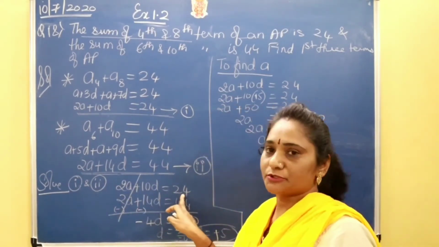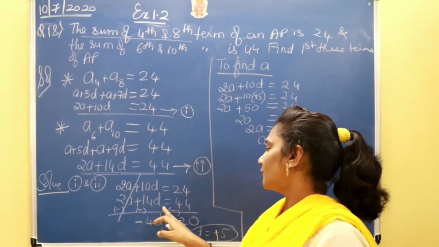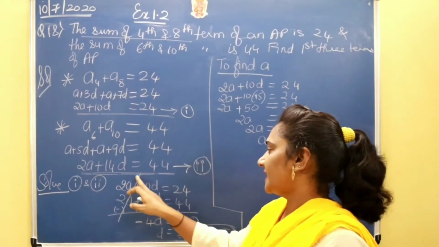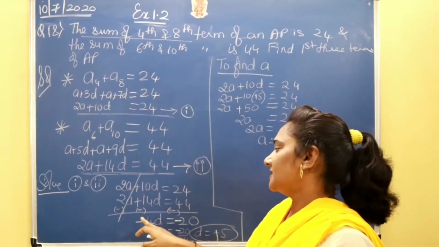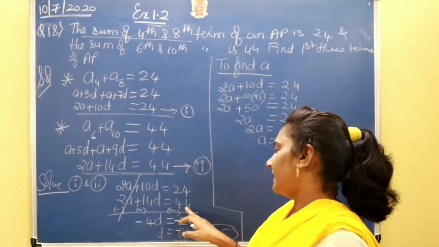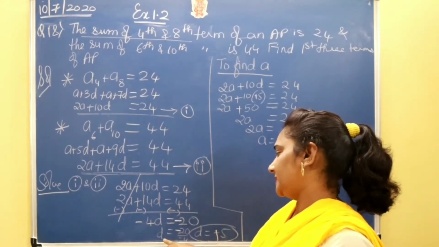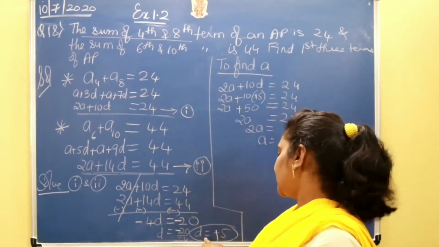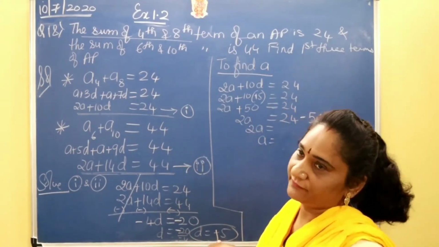2a plus 10d is equal to 24. 2a plus 14d is equal to 44. Change the signs. 2a gets cancelled. Plus 10 minus 14 is minus 4d. Plus 24 minus 44 is minus 20. So d is equal to minus 20 upon minus 4. d is equal to plus 5.